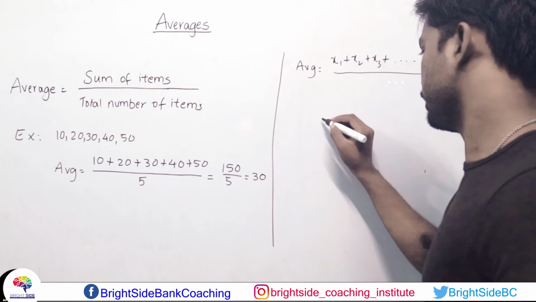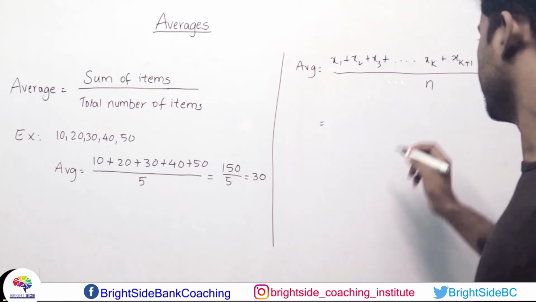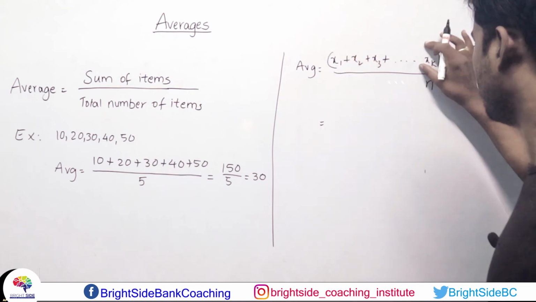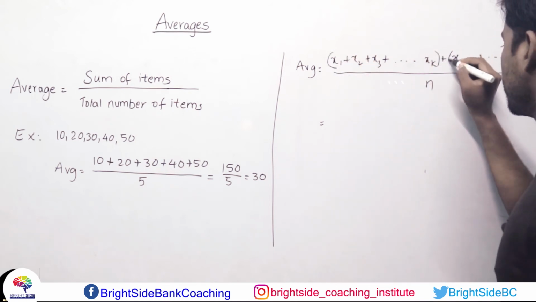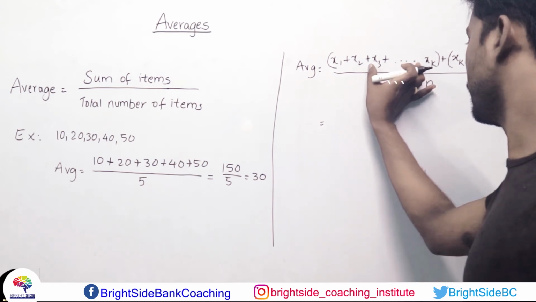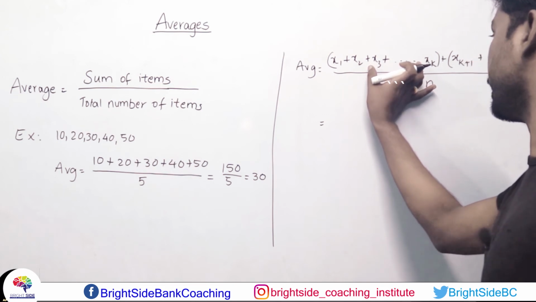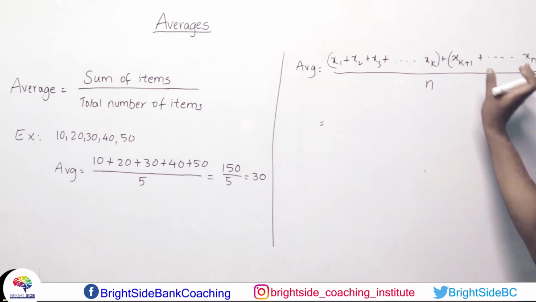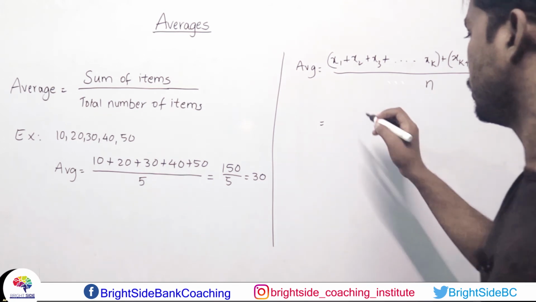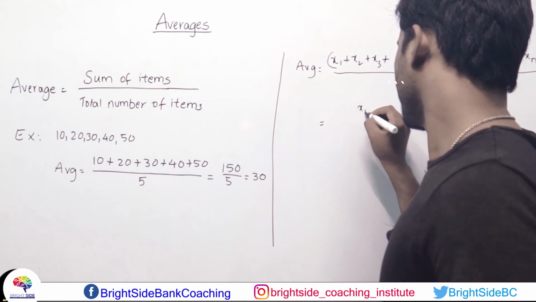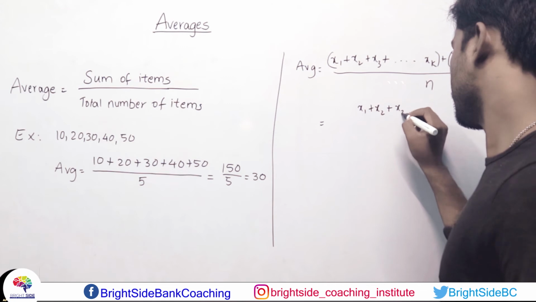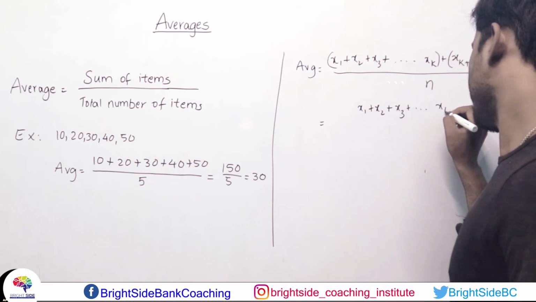So what he'll do is he'll give you the average of some group and he'll be asking you the average of the remaining group. Let us suppose this is the average of the group that he has given, and this is the average of the group that he is asking. So for that we shall see the formula. x1 plus x2 plus x3 and so on xk.